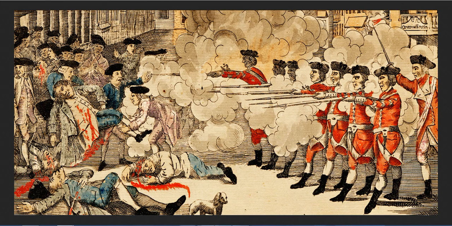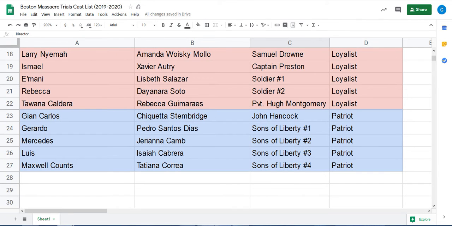So these are some instructions for the witnesses that will be presenting and creating evidence in the Boston Massacre mock trial. That is going to be the people labeled Sons of Liberty for the prosecution and people labeled soldiers for the defense. So if you take a look at this list, we're talking about soldiers 1 and 2, that's Elizabeth and Dianera, and Sons of Liberty 1 through 4, that should be Pedro, Jeriana, Isaiah, and Tatiana. They will be creating evidence that will either help convict the soldiers or acquit the soldiers.